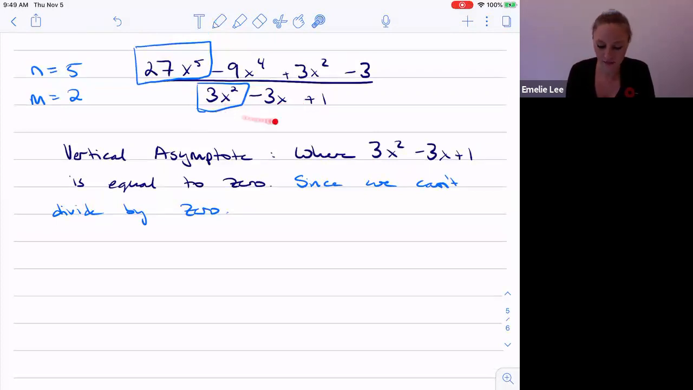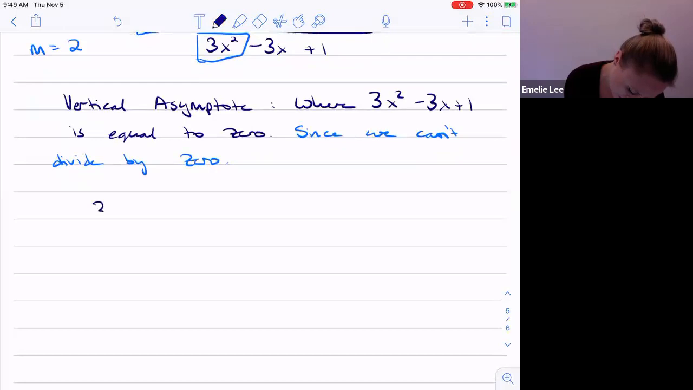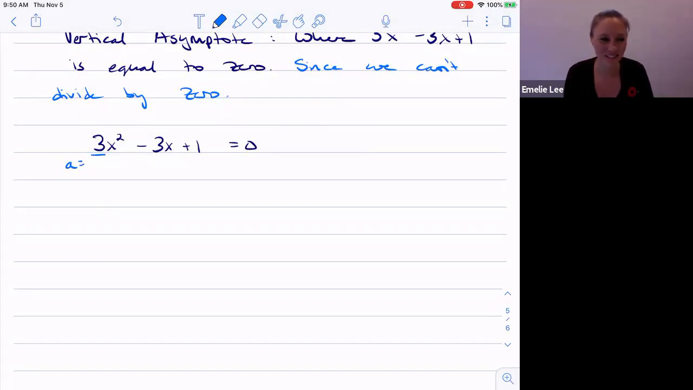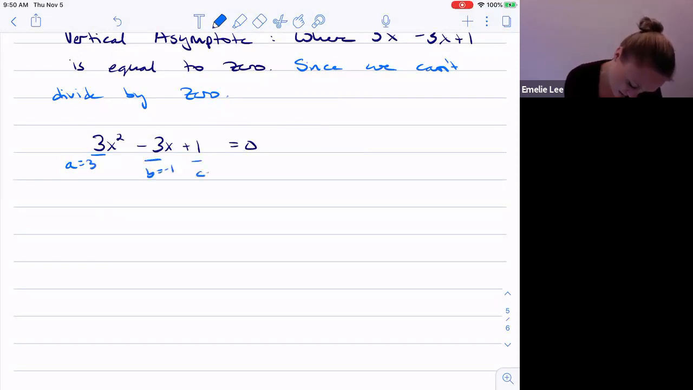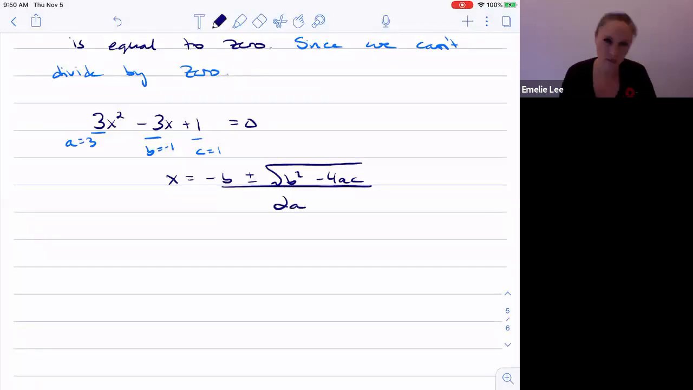We can, I always just use the quadratic equation. And so here, this is a quadratic, 3x squared minus 3x plus 1 equals 0. Well, here I've got another a. You have to keep track of what these are. B is -1 and C is 1. Okay. So now I've got x is equal to -b plus minus the square root of b squared minus 4ac over 2a. Probably one you have memorized by now.